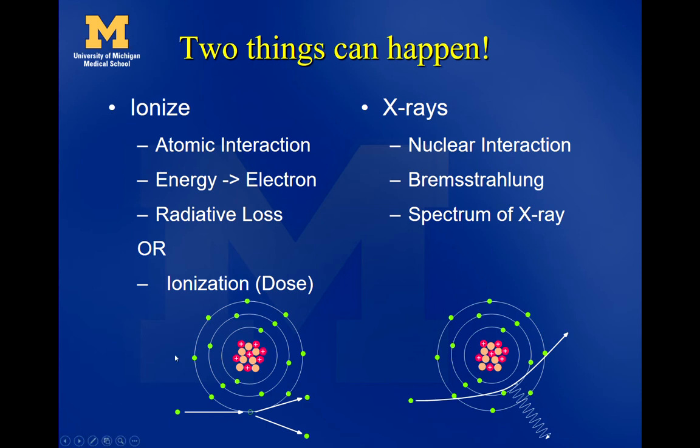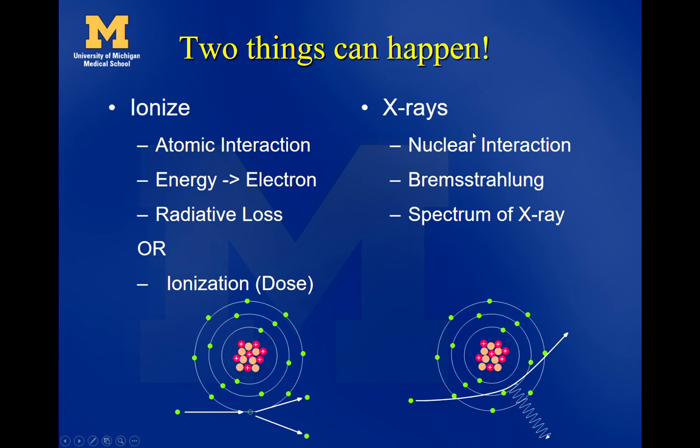When we take an electron beam and we throw it at one of our patients, those electrons can come in and some of them will ionize. They'll do atomic interactions. The energy will get transferred to an electron in that atom and create ionization, which is dose.